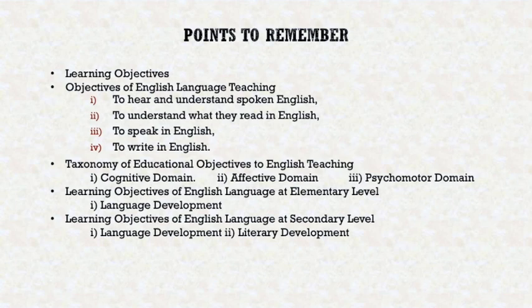Three domains of educational objectives show the cognitive, psychomotor and affective development of the learner. For cognitive development, 6 levels have been discussed where we have learned about the observable verbs. Objectives at elementary level are related to language development and at secondary level it is related to language development as well as literary development.